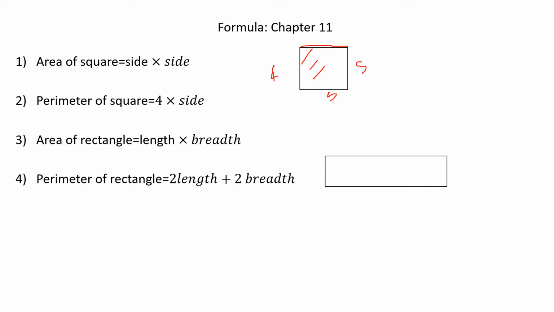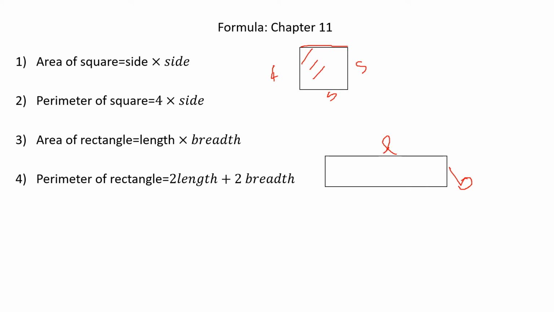So next we can see the formula for the area of a rectangle. In a rectangle we have length and breadth. Area means length into breadth. Area means length into breadth.